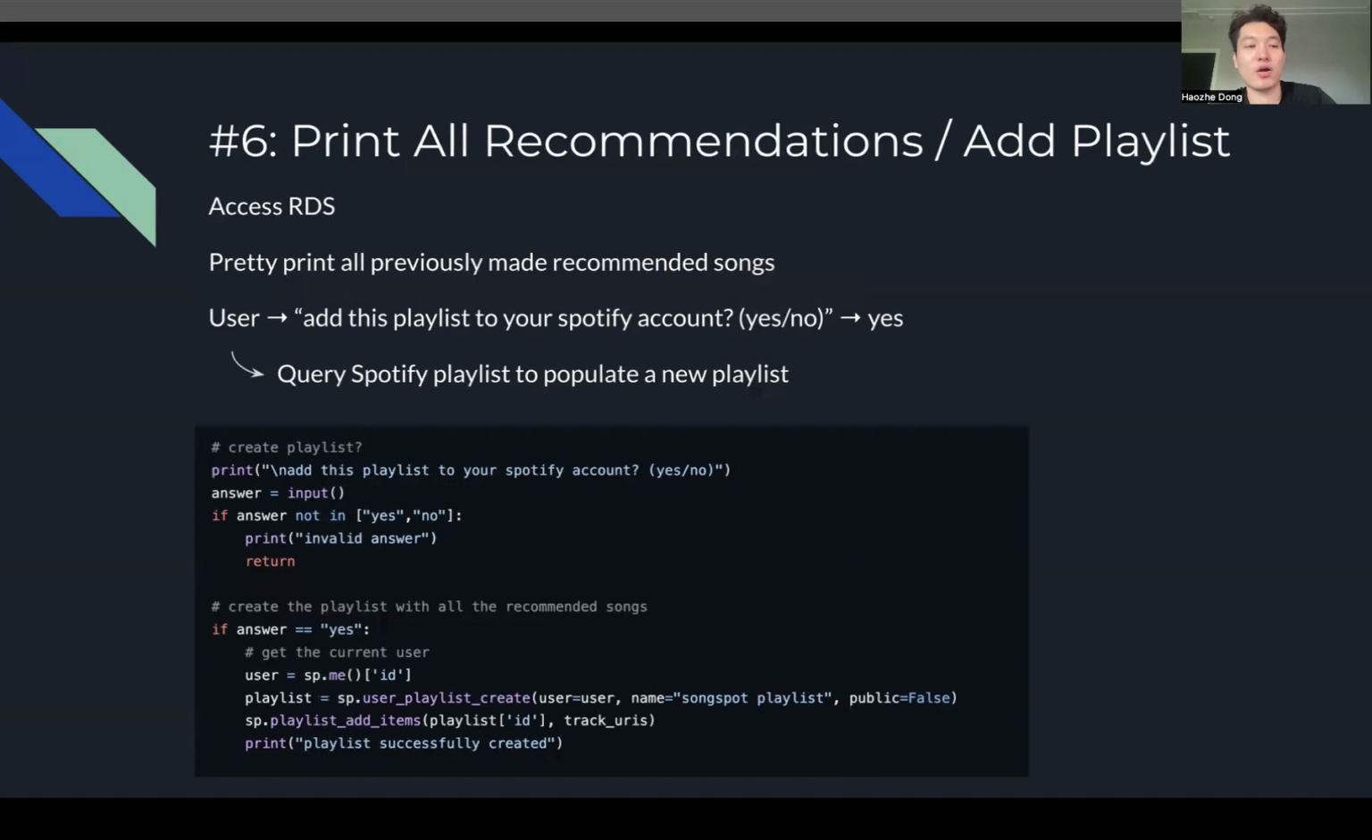For command 6, we access the RDS and print out all generated non-duplicate recommended songs to users. And then users have the choice to decide whether they want to add this playlist to their actual Spotify account, which is pretty cool because you can just use our project to generate a playlist based on your own music taste and add it back to your real Spotify account. Natalie will show you how this works in our demo very soon.